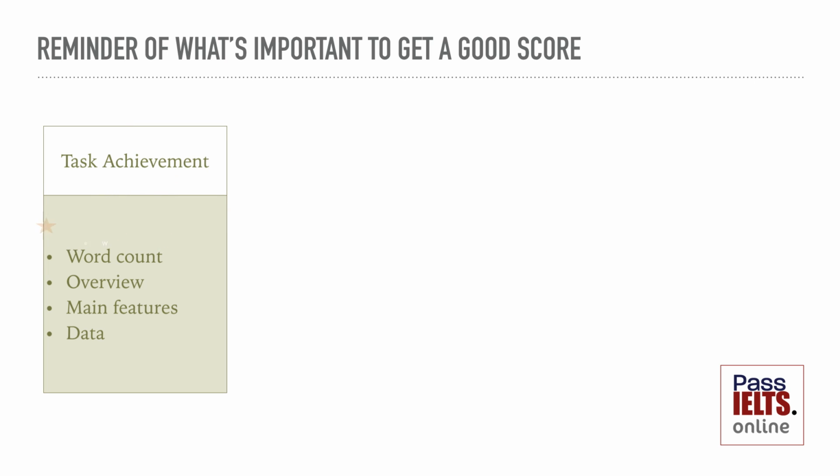For a good score in task achievement, you need to include a clear overview of the main trends and include main features and to support them, include some data from the chart. You shouldn't include or write about all the features in detail as that will lower your score.